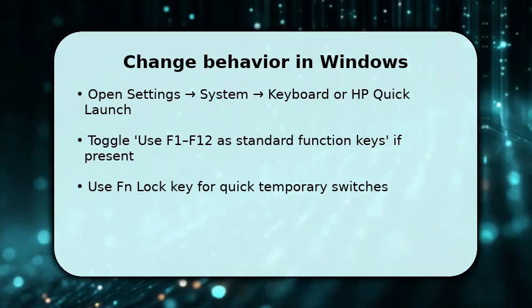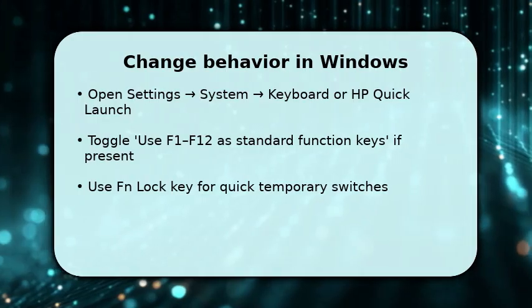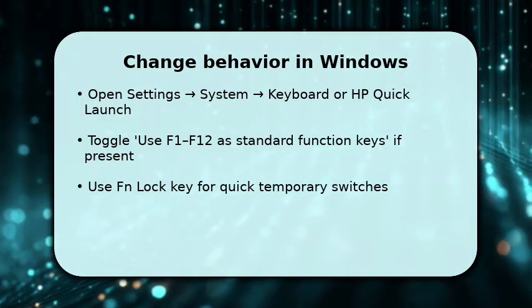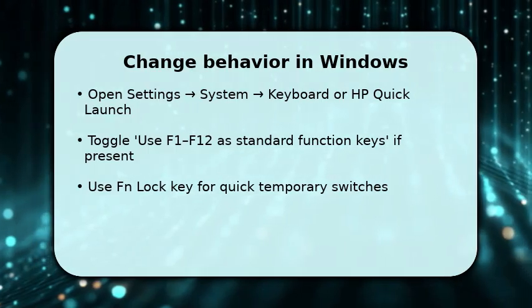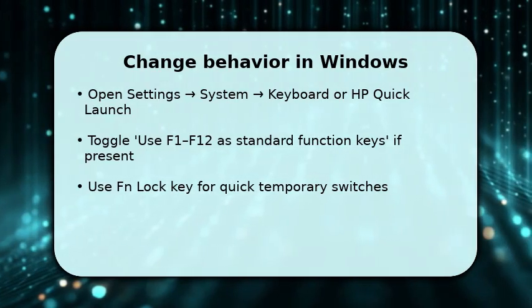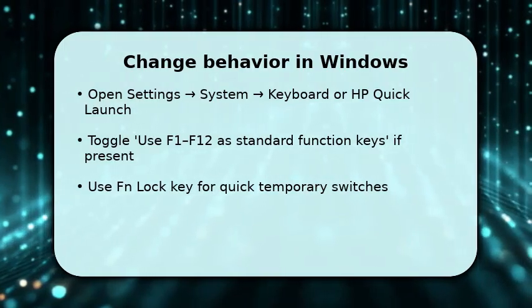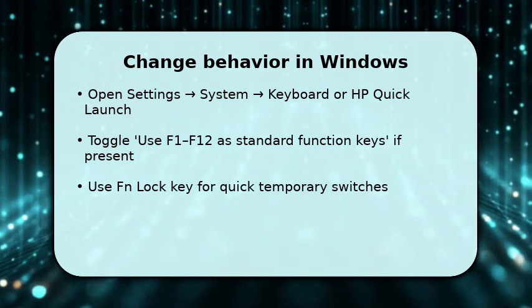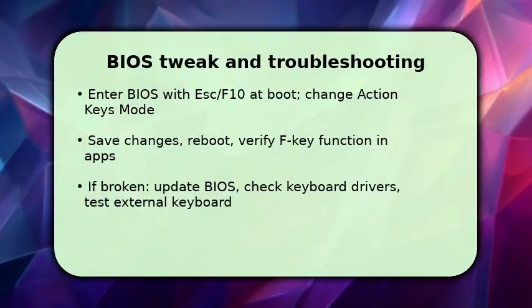If no option appears, install HP Support Assistant or open BIOS during boot. Press ESC or F10, navigate to System Configuration, then Action Keys mode. Save and exit. Make sure to reboot if prompted, so the change takes effect system-wide, and in apps that rely on function keys. Finish by entering BIOS to permanently set F key behavior when needed.